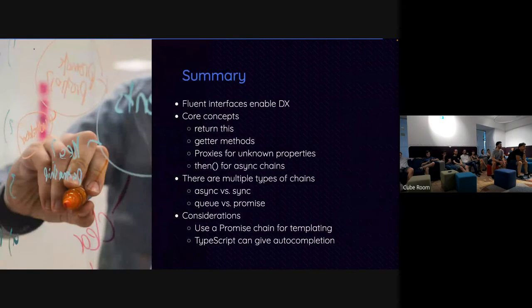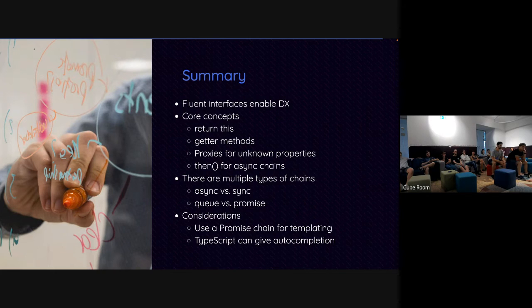There are many more things to it, but that might be a bit boring. So the summary is Fluent Interfaces. They're great for developer experience. The core concepts: return this from your class methods. You can use getter methods. You can use proxies for unknown properties. You can use then for asynchronous stuff.